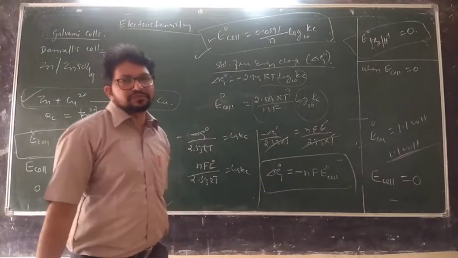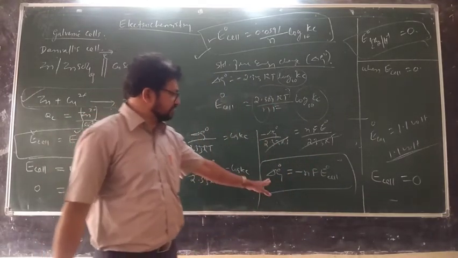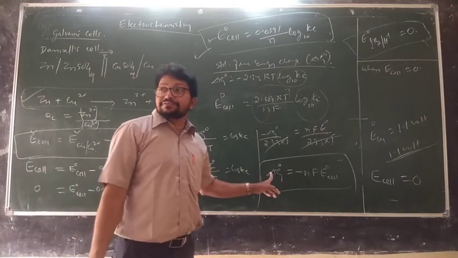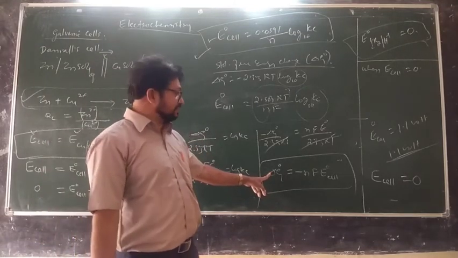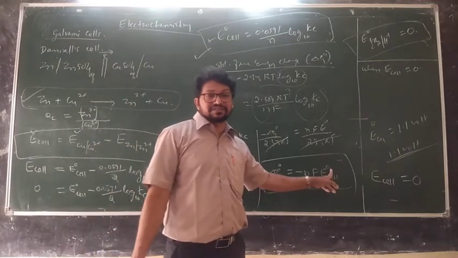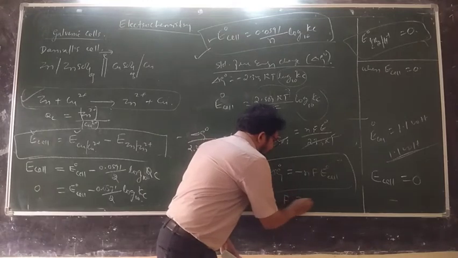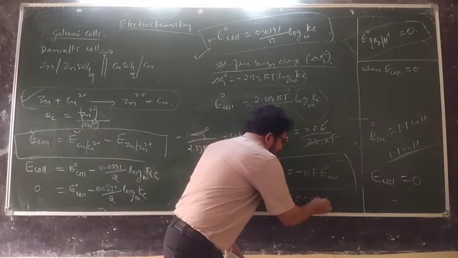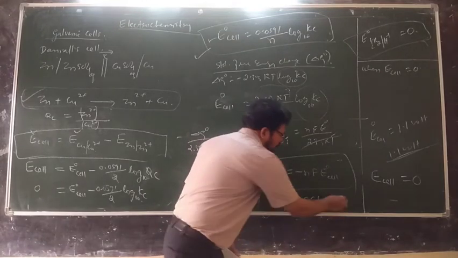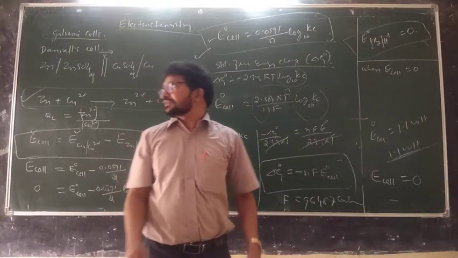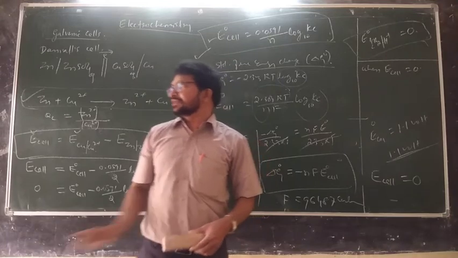So this is also one of the very very important equations to understand. That means the standard free energy change for the cell reaction can be calculated if you know E naught of the cell. F is Faraday's constant. It is 96,487 coulombs, or it is approximated to 96,500 coulombs.